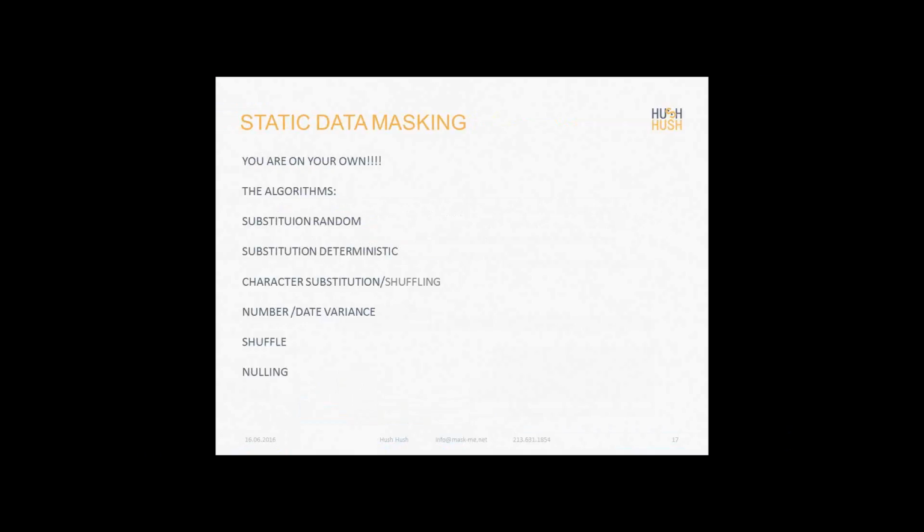The substitution random algorithm, substitution deterministic algorithm, character substitution, shuffling, number and date variance, and nulling are the most used algorithms. So let me cover a little bit of each. Substitution random is when you take a value and replace it with a value of a similar format and rules. Name will be replaced with name, credit card with a credit card, social security with a social security.